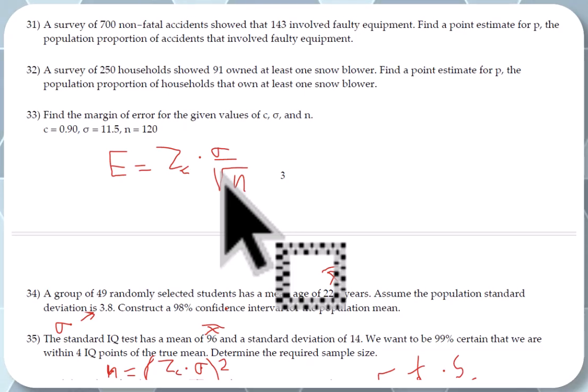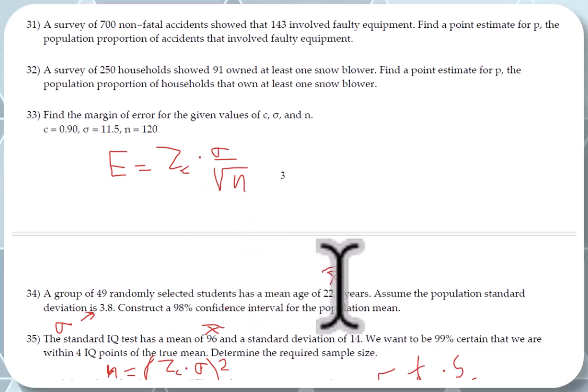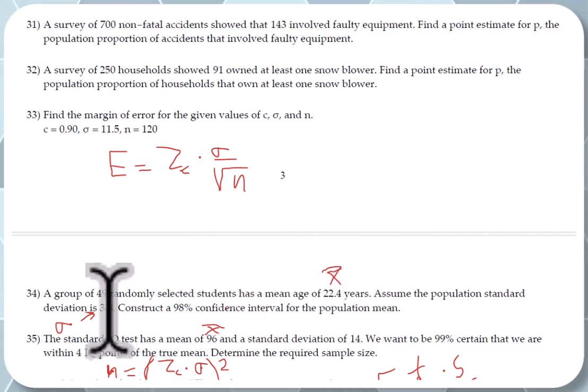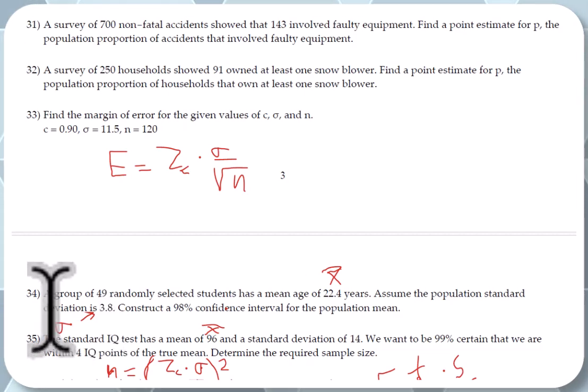Next question, 34. A group of 49 randomly selected students has a mean X bar of 22.4. Assume that the population standard deviation is 3.8. That's sigma. Once he gives you population standard deviation, then you must use Z distribution, the standard normal curve. Construct a 98% confidence interval for the population mean. So the sample mean is 22.4, the standard deviation is 3.8, and the sample size is 49, and he wants a 98% confidence interval.